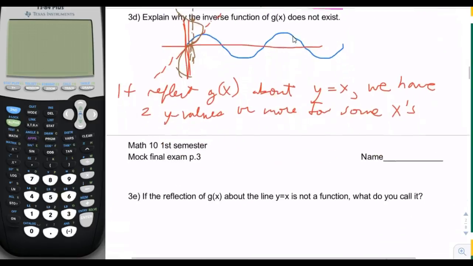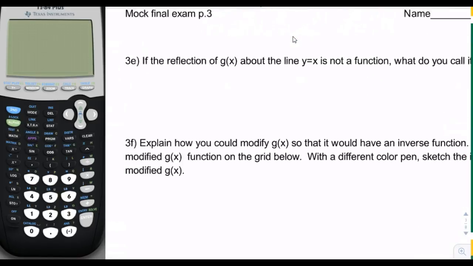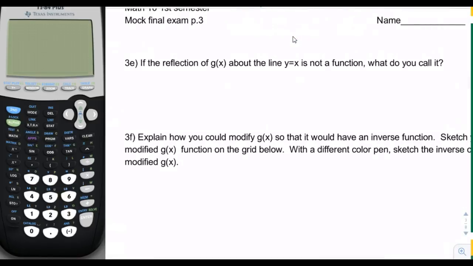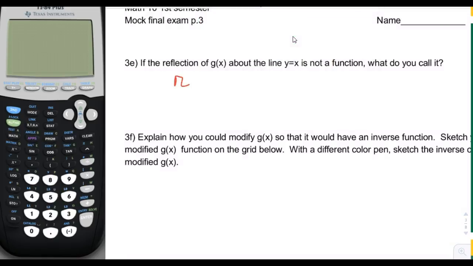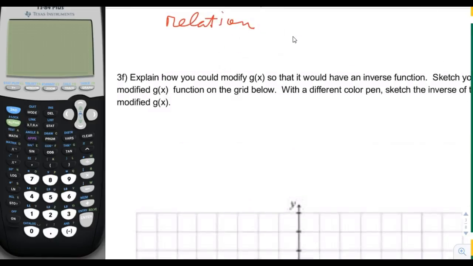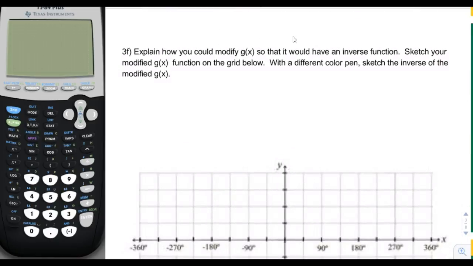All right. 3e, which is already page 3. If the reflection of g of x about the line y equals x is not a function, what do you call it? What we call it is a relation. When a relationship between y and x defined by a math equation is not a function, then we say it's a relation.